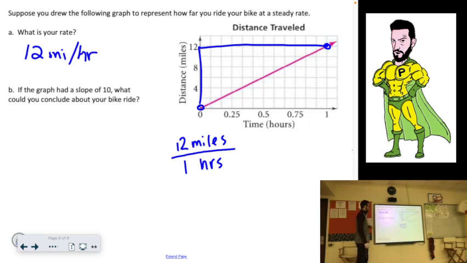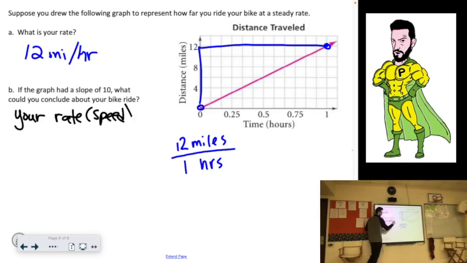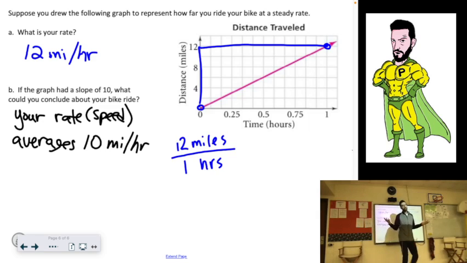If the graph had a slope of 10, which our slope was 12, what could you conclude about your bike ride? That means our rate, or speed, averages 10 in miles per hour. Instead of originally it was 12.